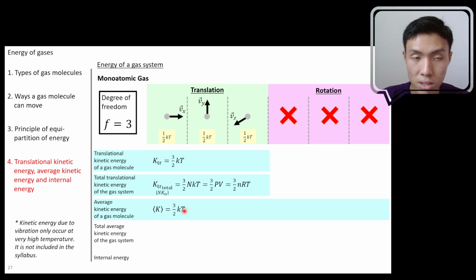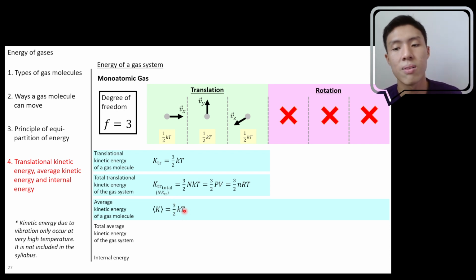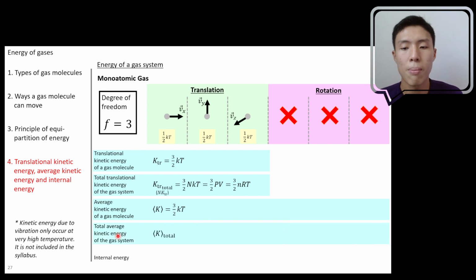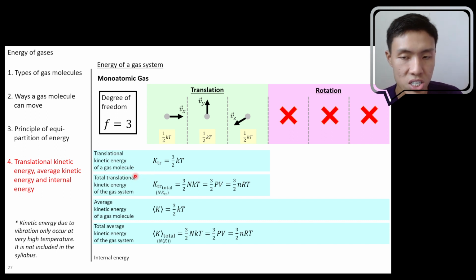Again, it's coming back to the principle of equipartition of energy. Then you have your total average kinetic energy. Total means you are not going to study one gas molecule only, you are going to move on to the whole gas system, which involves all the gas molecules inside it. So again, you take this average kinetic energy of one gas molecule and multiply it by the total number of gas molecules that you have. Now this equation will become 3/2 NkT, which can be changed to 3/2 PV and also 3/2 nRT using the ideal gas equation. Same idea as what we did for translational kinetic energy.